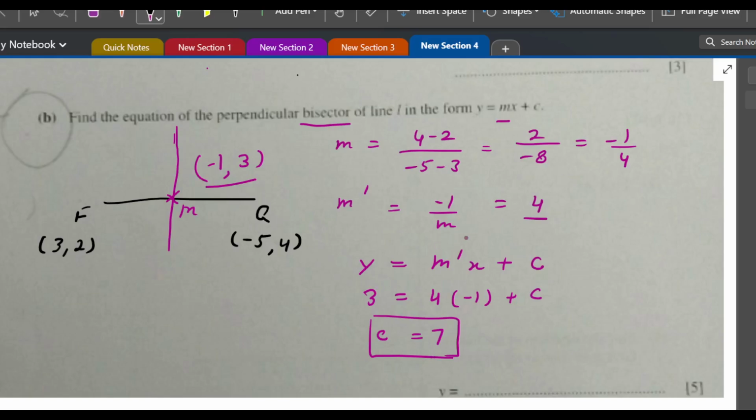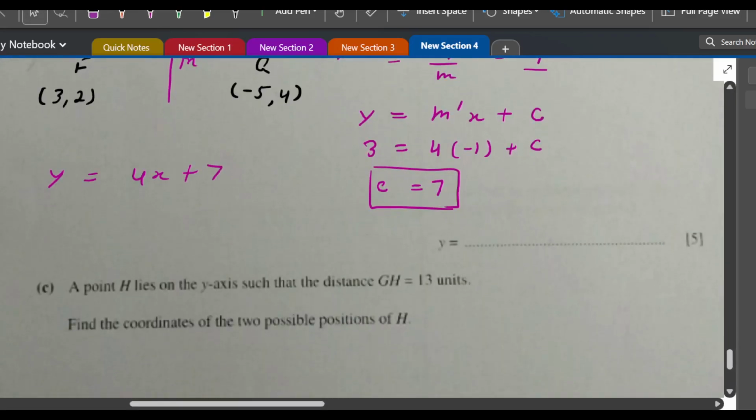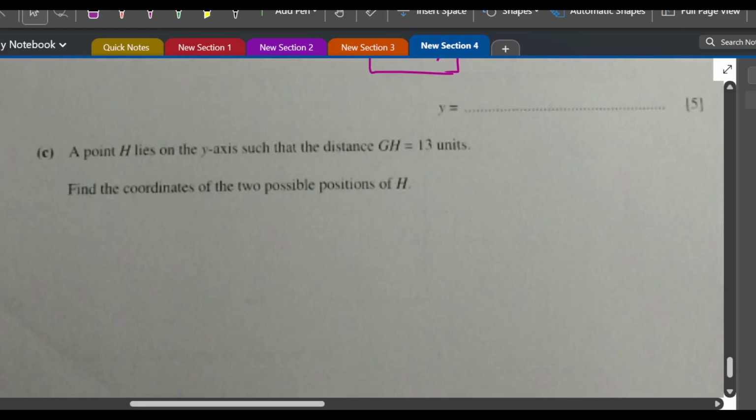Okay, so I got c. So therefore my equation will be y equals m dash x, so 4x plus 7. 4x plus 7, no? Okay. This is for 5 marks. Then I have the c part.